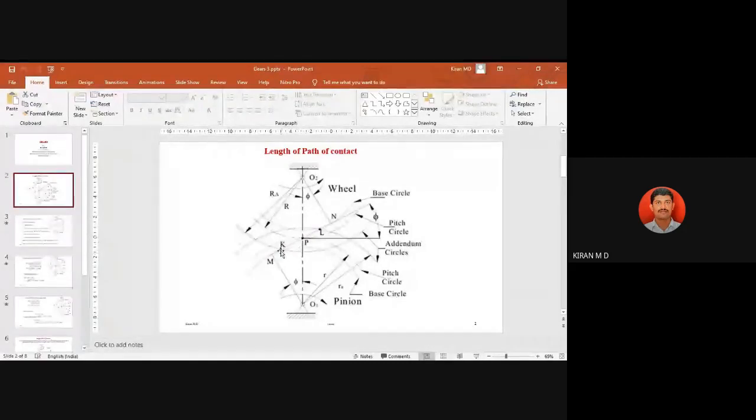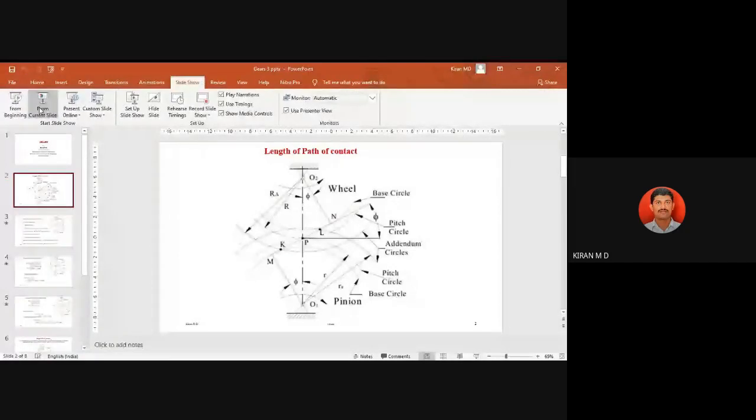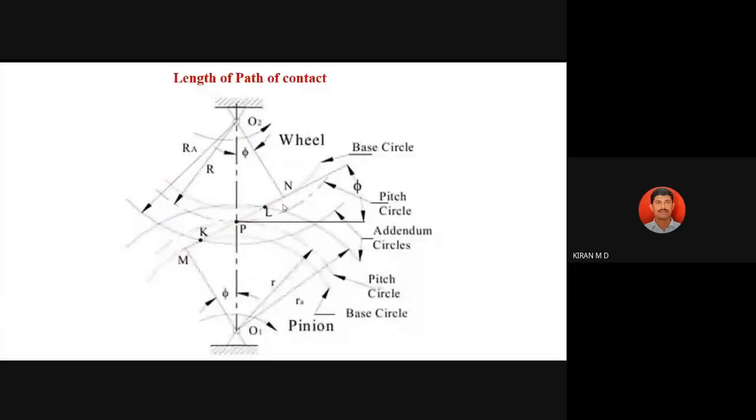So this is the total, K to L, the length of path of contact. Gear will start, for example, when this one is rotating in counterclockwise, this will rotate in clockwise. So the contact will start here, then it will end at this point. From this to this one, K to L, we are going to call it the length of path of contact totally. So this is the pitch point.